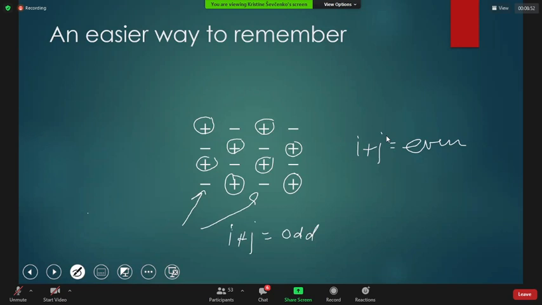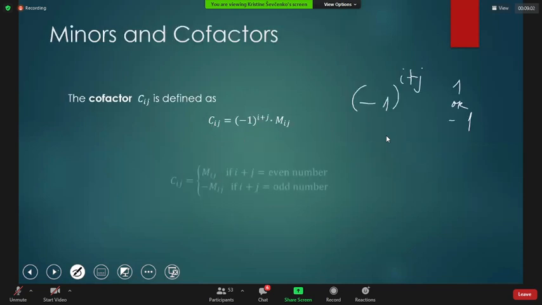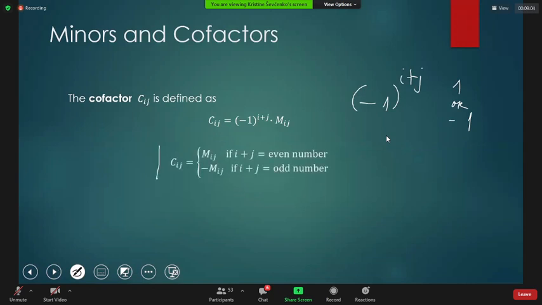So in fact, this plus minus diagram is very useful, so that you do not have to use that previous thing. You don't have to do this. You don't have to do this. All you have to remember is the plus minus diagram, this chessboard principle diagram, and you will know whether you have to keep the minor as it is or put the sign that is opposite.